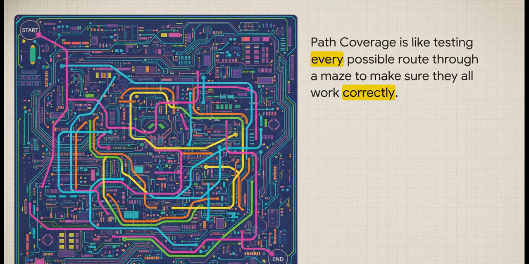There might be a bunch of different ways to get from the entrance to the exit. Path coverage is basically like mapping out that entire maze and then methodically walking down every possible path to make sure they all work correctly, with no dead ends or weird surprises.